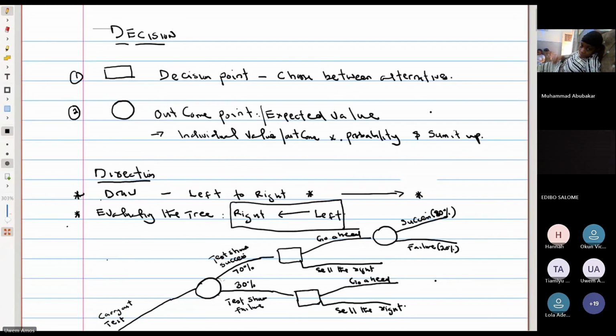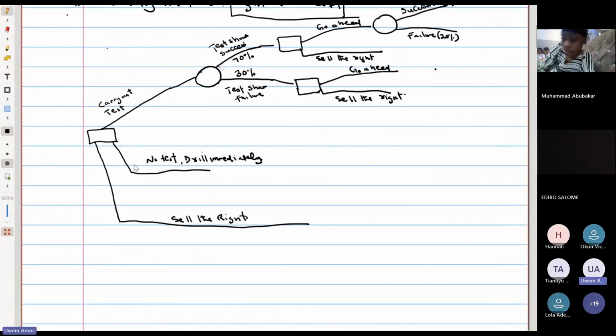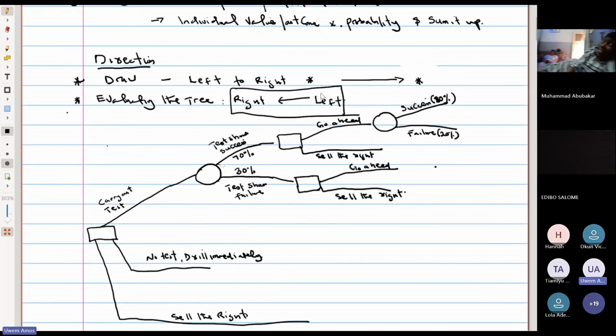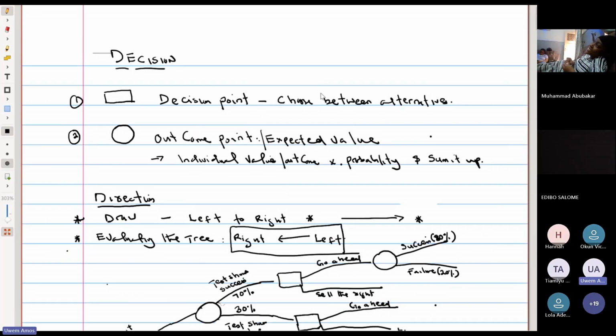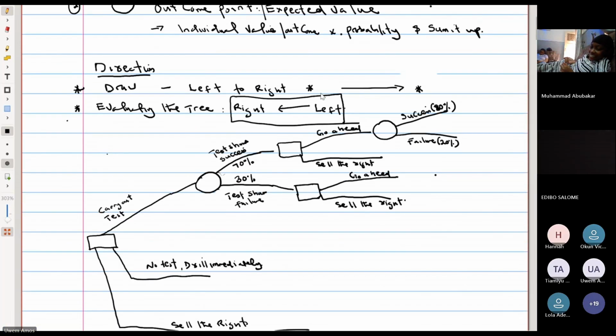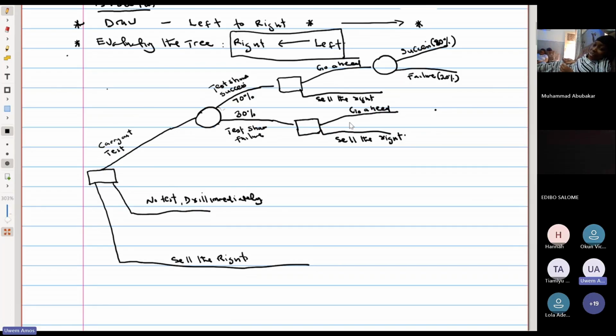Let's go back. It cannot be this and it cannot be this, because we didn't carry out any test here. Here we sold the right directly. So it has to be this line. So we carried out the test and it showed failure. It cannot be here because the test showed success. So the test showed failure here. The statement before says if we carry out the test, so that does not indicate where we sell our right. The test shows failure, but we still carry out our drilling. So we expect two outcomes, success as well as failure.